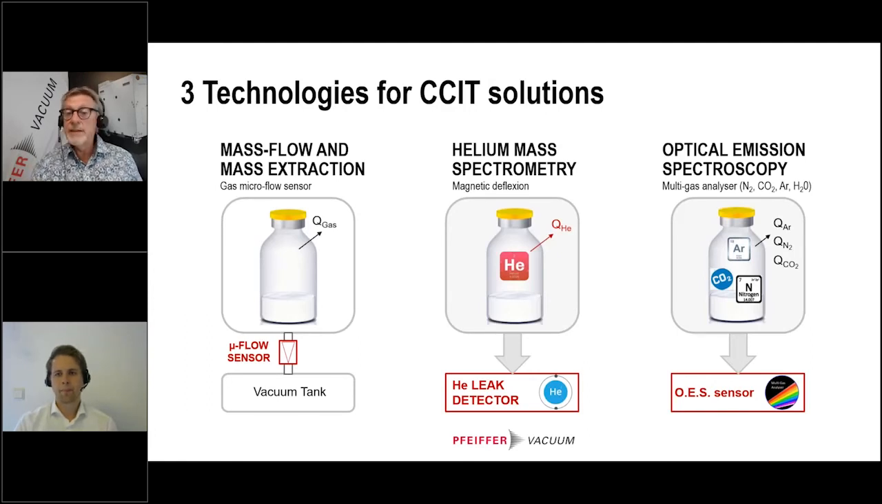So with helium, we need helium inside, and we will measure the helium flow escaping from the container. With mass extraction, we will measure the global flow escaping from the container. And with OES, depending on the gas you have inside, if you have air or nitrogen, for sure, we will track nitrogen. But if you have, for example, argon or carbon dioxide, we can also decide to track other gas like argon or carbon dioxide.